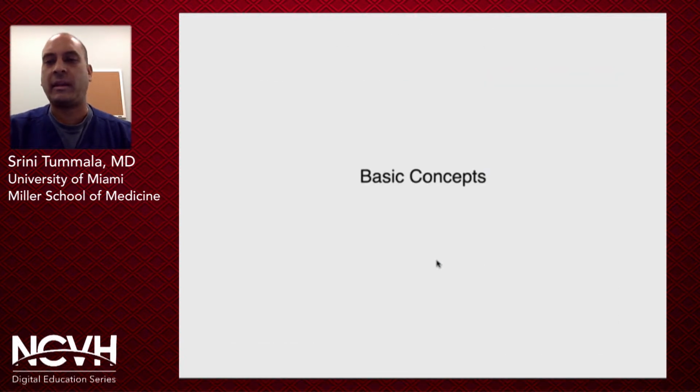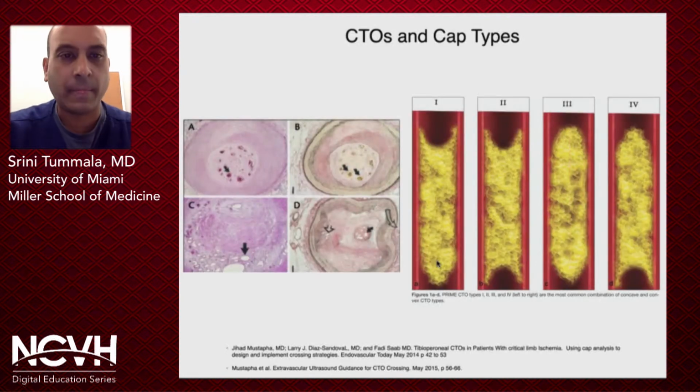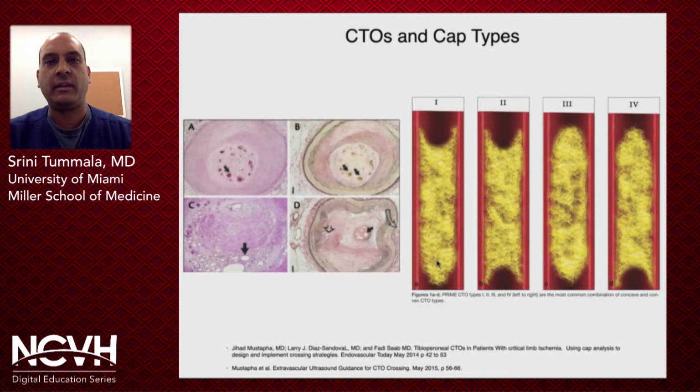So let's go over some basic concepts when dealing with below ankle interventions. The first thing you have to realize is that you're dealing with CTOs and different types of caps. If you've never seen a CTO, this is what it looks like under a microscope in cross section. All these little black arrows are pointing to tiny microchannels. So that's what you're trying to get through. This helps explain why people say, oh, I use an 014 or an 018 guide wire, because you're trying to select or get into these tiny microchannels, which are very, very small.